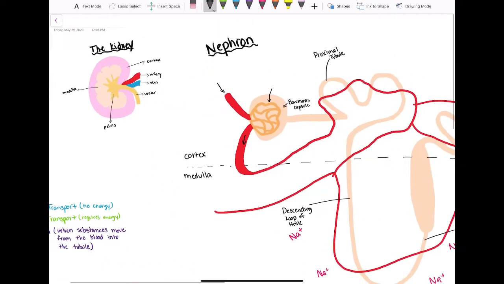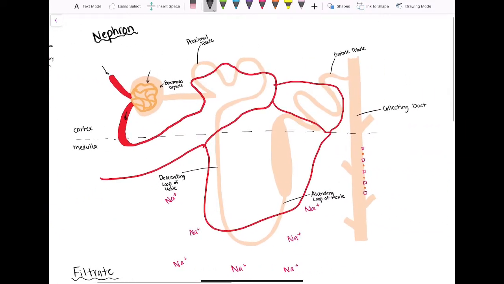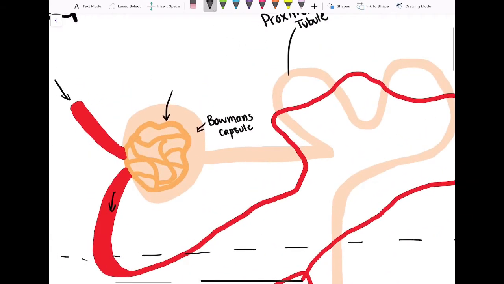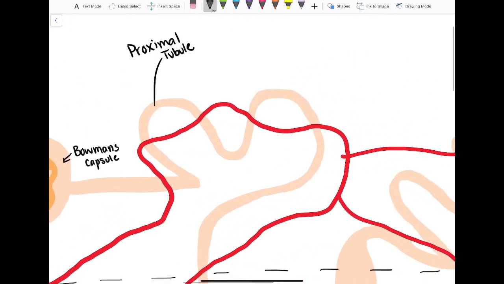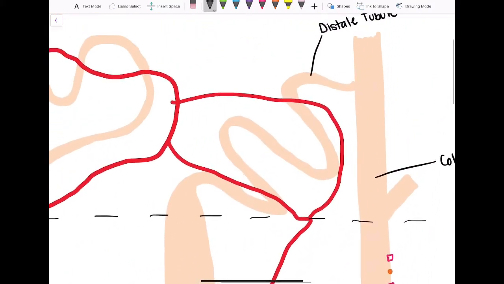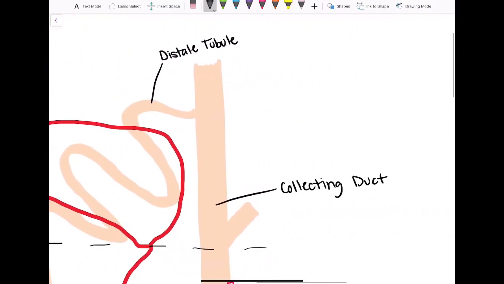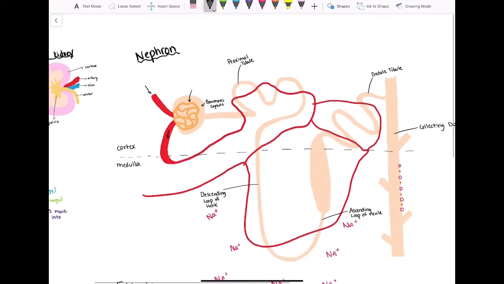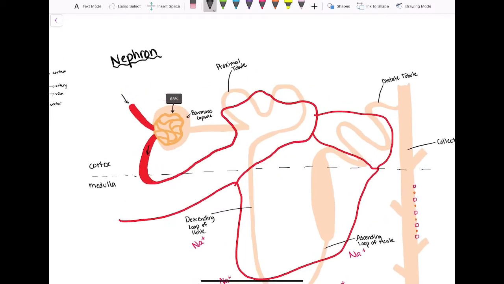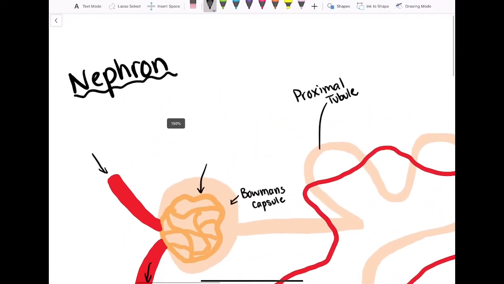Inside each kidney, there are around 1 million nephrons. The nephron is mainly used for the production of urine in order to get rid of excess water and waste products. The nephron has 6 main parts: the Bowman's capsule, the proximal tubule, the descending loop of Henle, the ascending loop of Henle, the distal tubule, and the collecting duct. The nephron is split between the cortex and the medulla. I'll get to the reason for that in a minute.